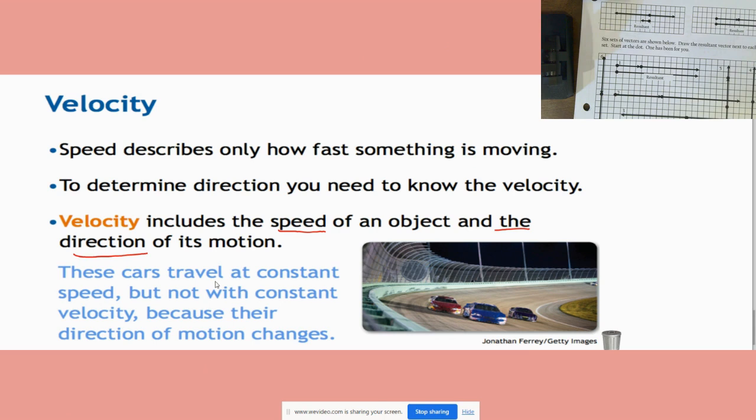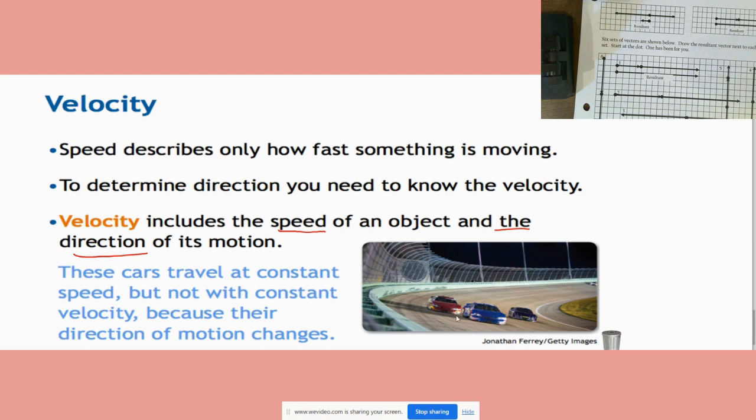All right, so I really want to focus in here. Speed only describes how fast something's going, but if you know the direction and are including the direction, then you're talking velocity. So it includes the speed of the object and the direction of the motion.